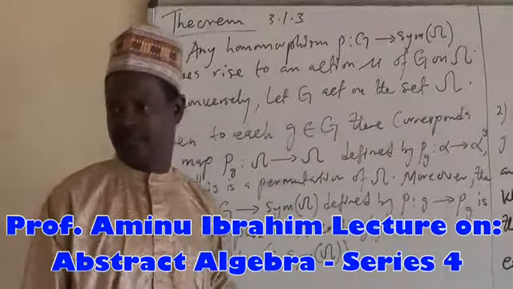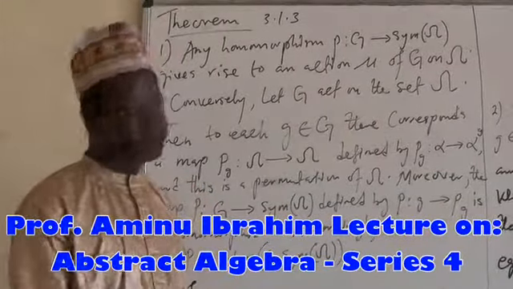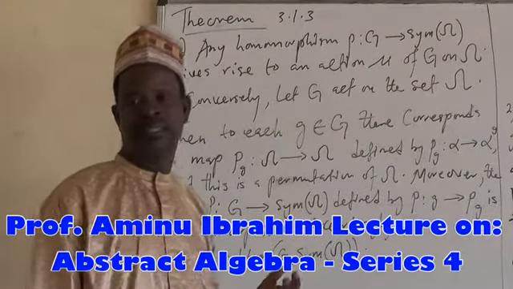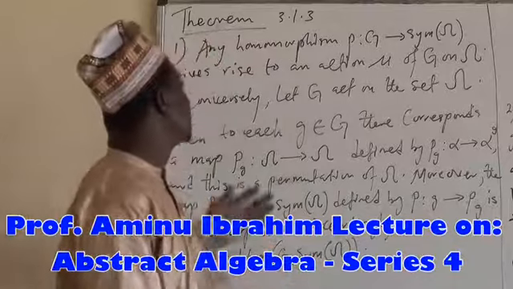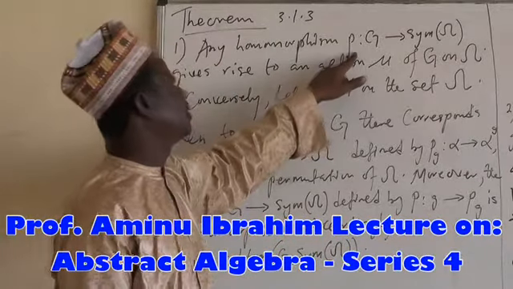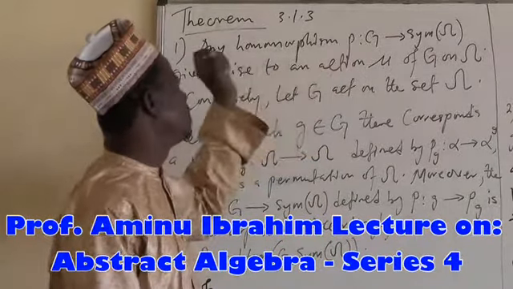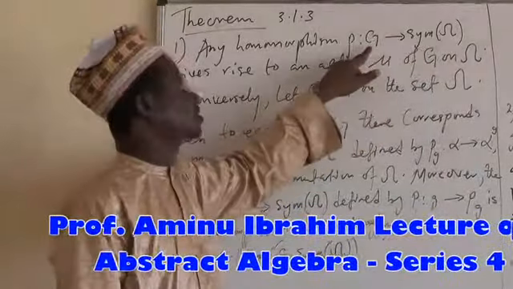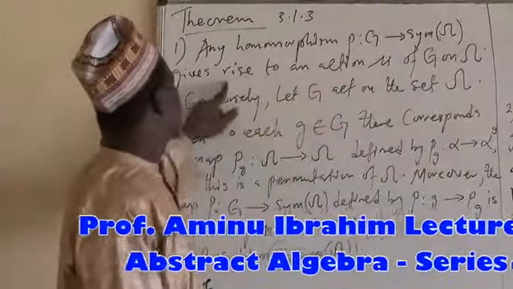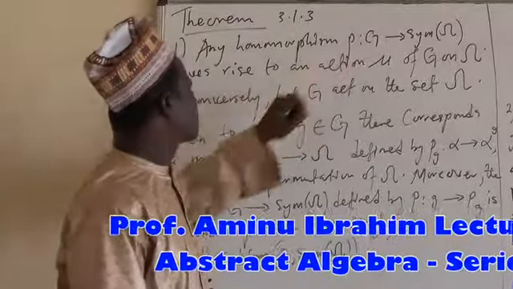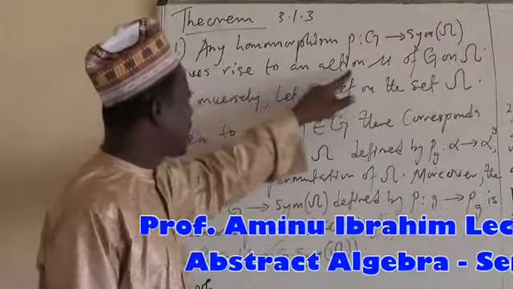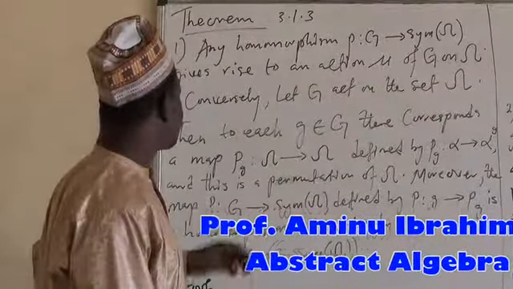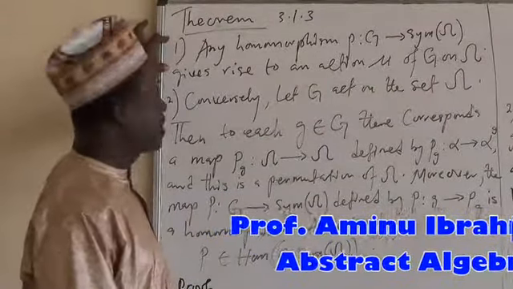The first one we say, given a homomorphism rho from G to Sym(omega), remember our Sym(omega) is our permutation group, the group of all permutations of omega. Omega is not empty. So you now have a homomorphism from G to Sym(omega). They are all groups. This is a group, this is a group. This homomorphism gives rise to an action of G on omega. That's what we are trying to show in the first one.